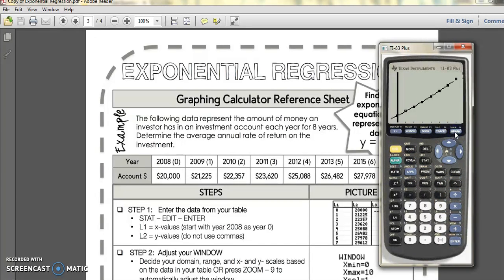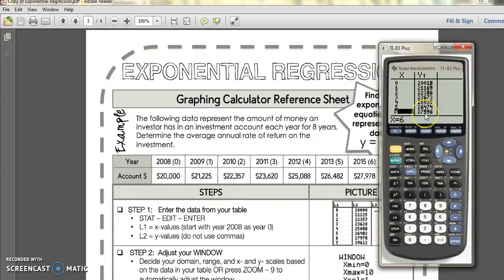So now if we go ahead and graph that, there's our curve of best fit that fits on our scatter plot right there. If I wanted to know how much money the investor would have in his account 10 years from the start, and that would be in 2018, if I hit second and graph, so this is where we started.